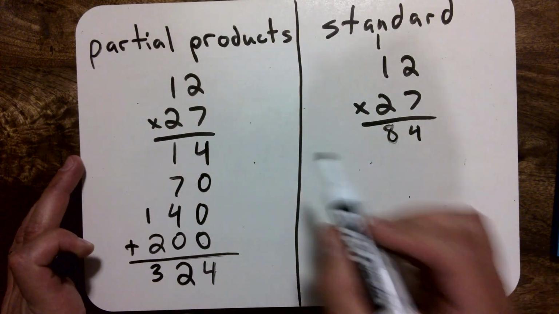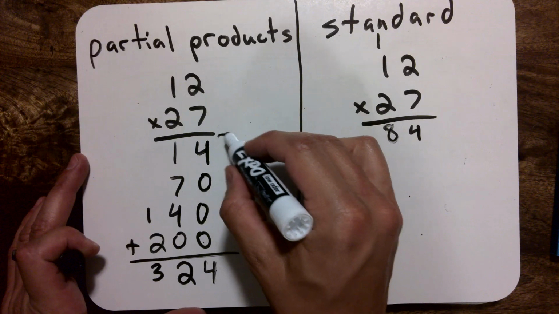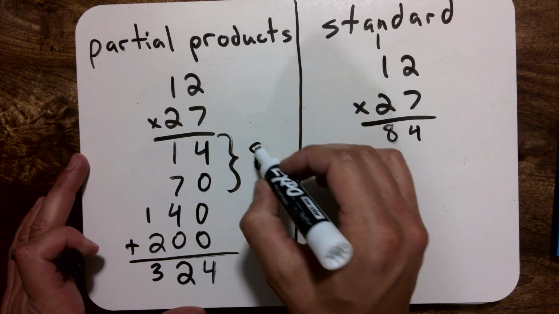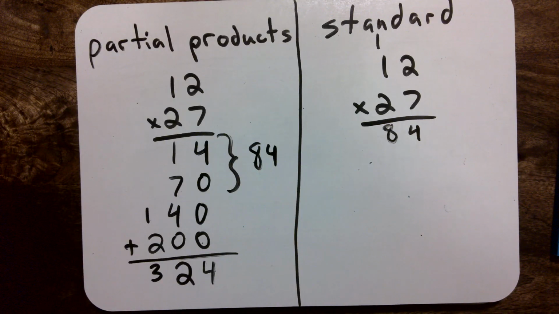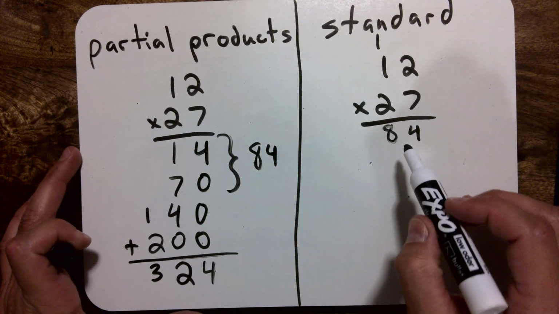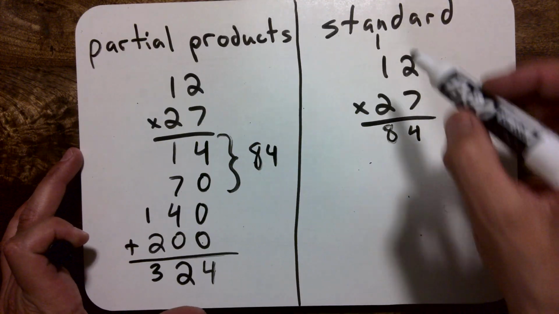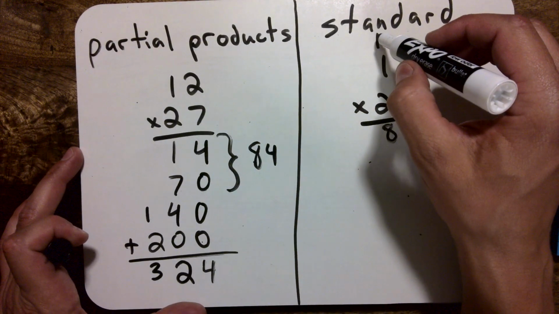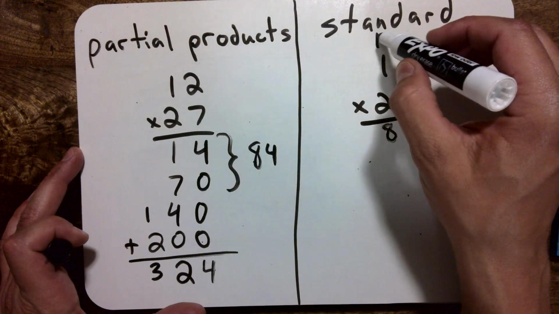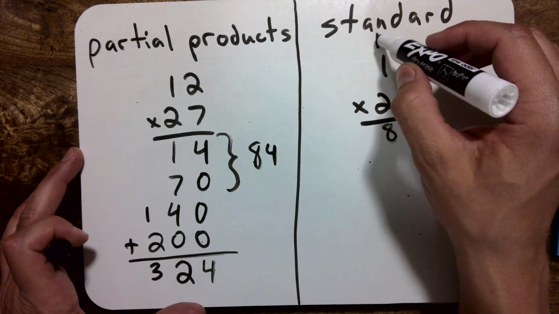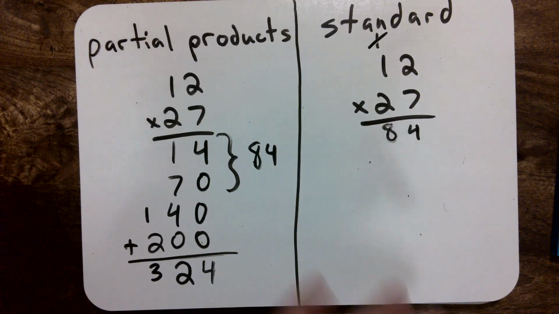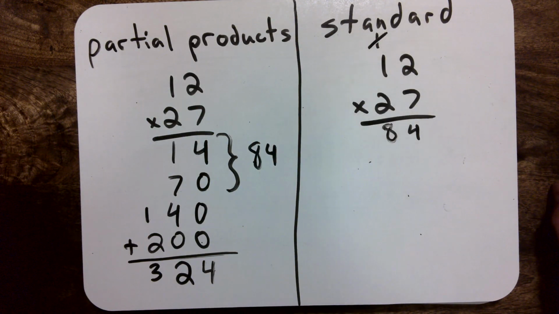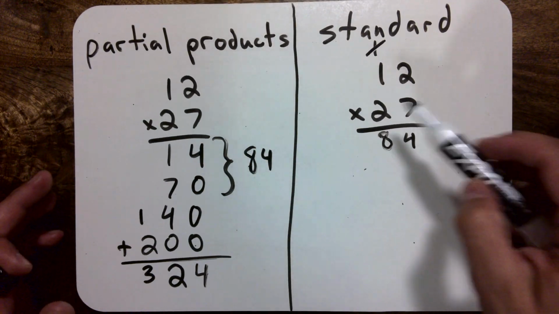You might notice here that this 84 is just the sum of those first 2 partial products in the partial product algorithm. So we're just eliminating some steps. And moving on in the standard algorithm, once we've added this 10 in, it's a good idea to either cross it out or put a dash through, just so we know that's not something that we need to add on later. So then we can move on to our next step.